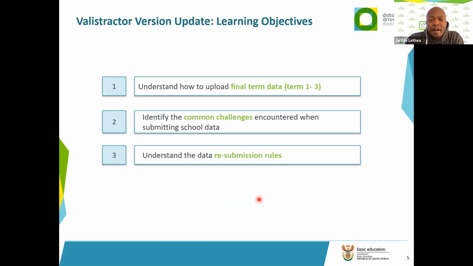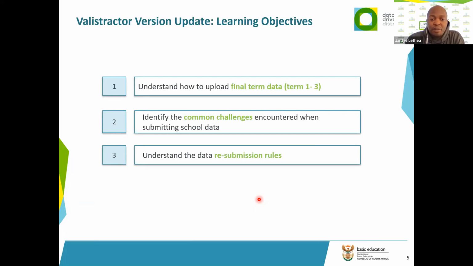Learning objective number 2 is to identify the common challenges encountered when submitting school data. We have learned that in the past, after a patch release or under some circumstances, our schools come across errors when they try to submit, and these errors prevent them from submitting successfully. So we are going to touch on those errors, as well as who to contact or what you need to do should you come across one of those errors.